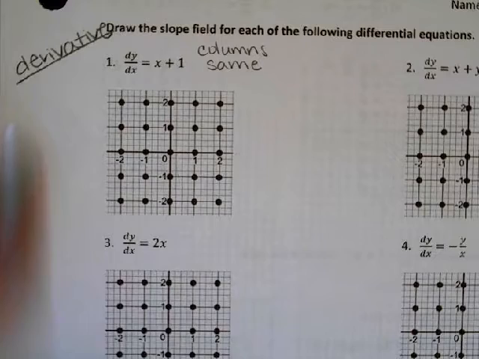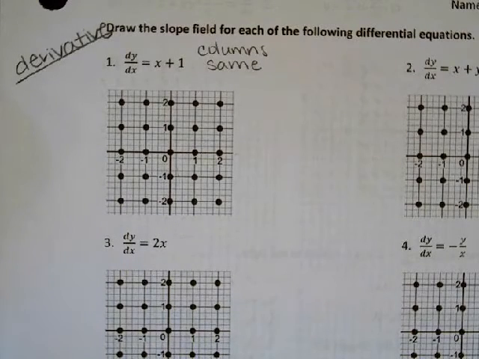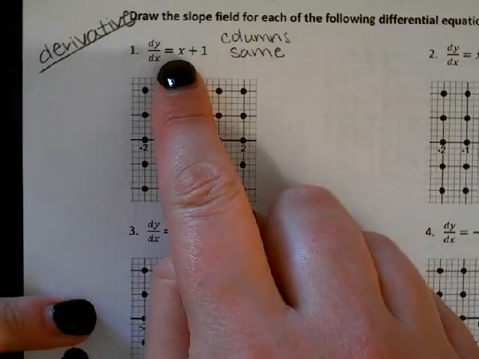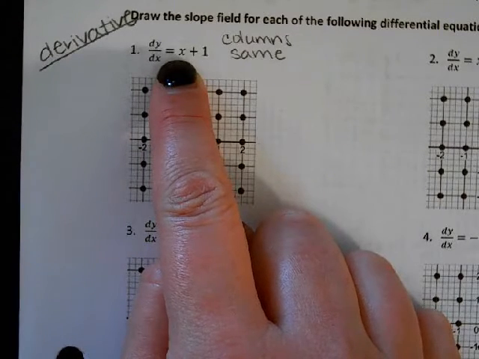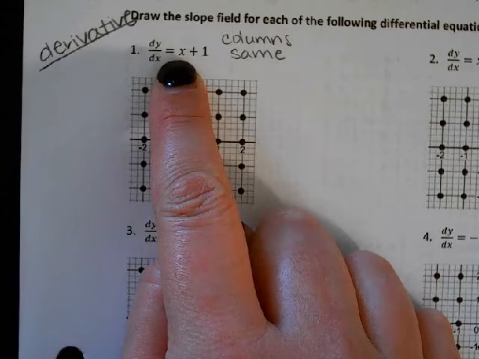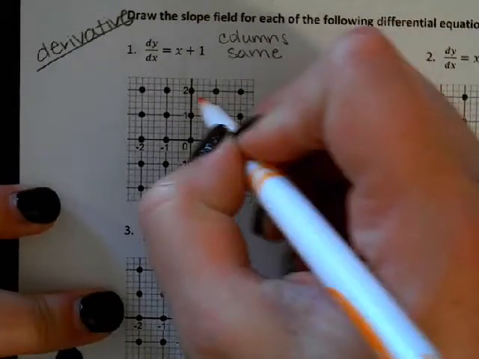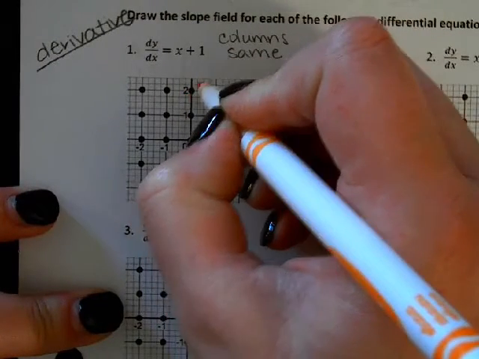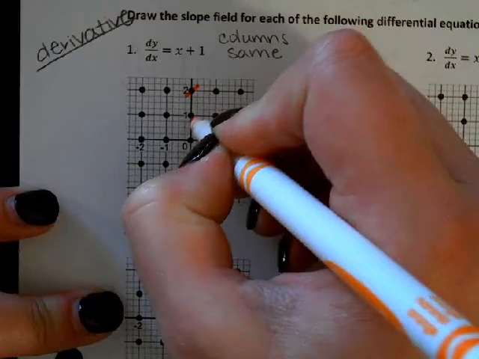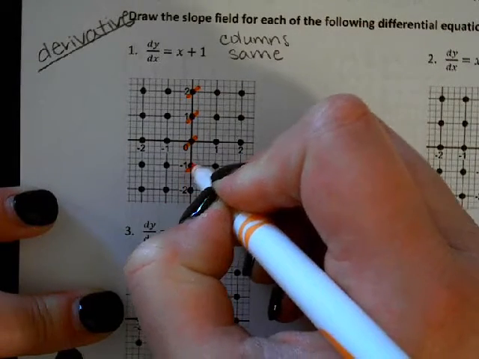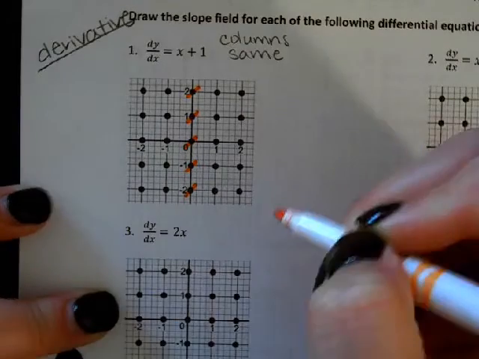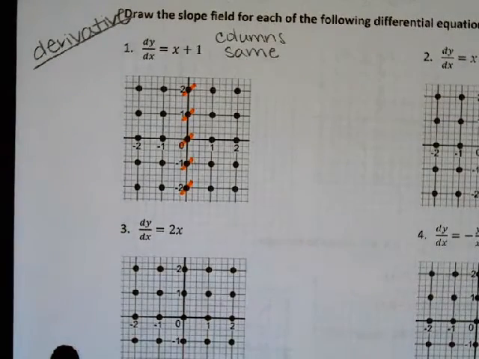If we were doing a slope field that was only in terms of y, then all the rows would be the same, because only the y coordinate would matter. So for this one, if we plug in an x value of 0, what is the slope going to be? 1. So if I plug in an x coordinate of 0, my slope is going to be over 1, up 1. So I'm just going to draw a slope of 1. This one's nice because they have nice little squares that are easy to draw.